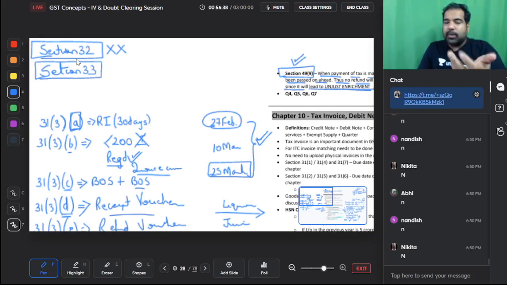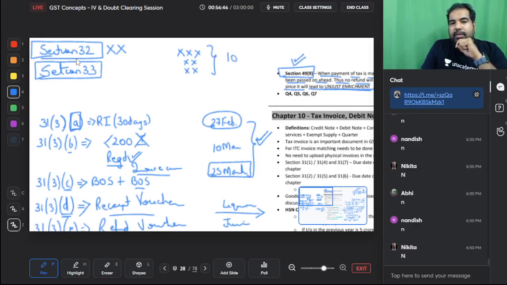Guys, whenever you go to a restaurant, check the bill. Your bill will have the food item and GST separate. It's not given as 100 rupees, they give it separate. Even with the smallest item they give it separate, because section 33 says that it has to be shown separately.